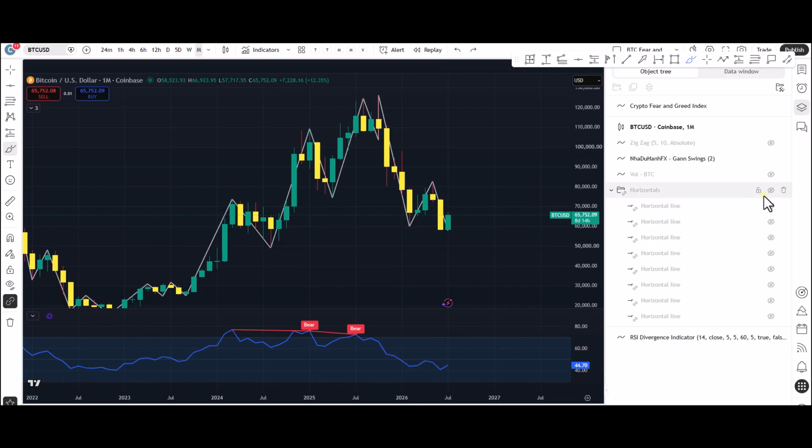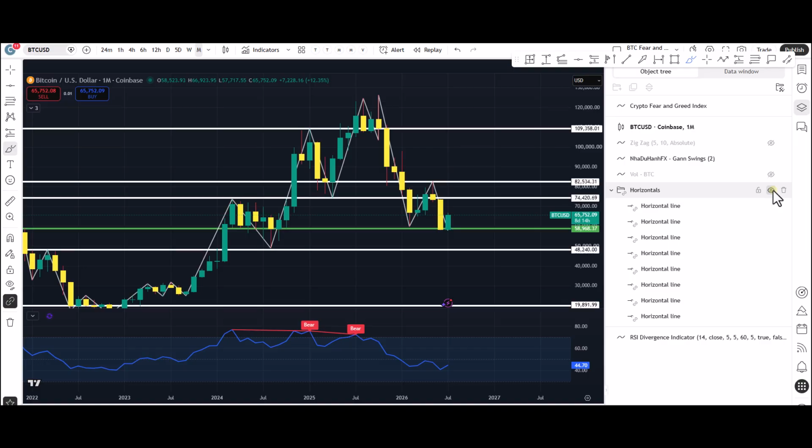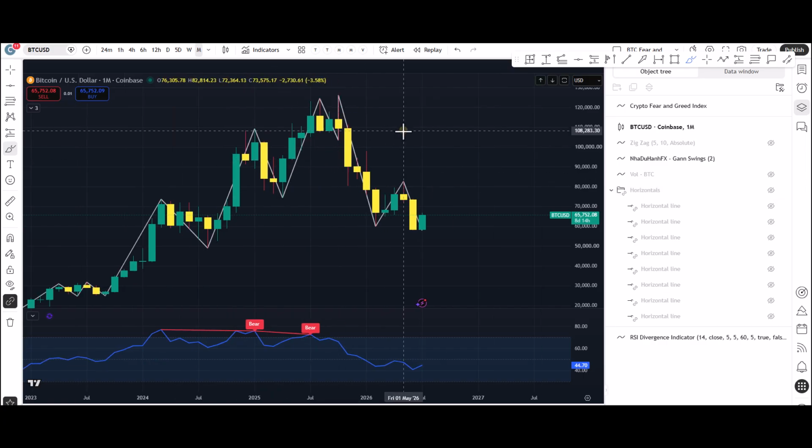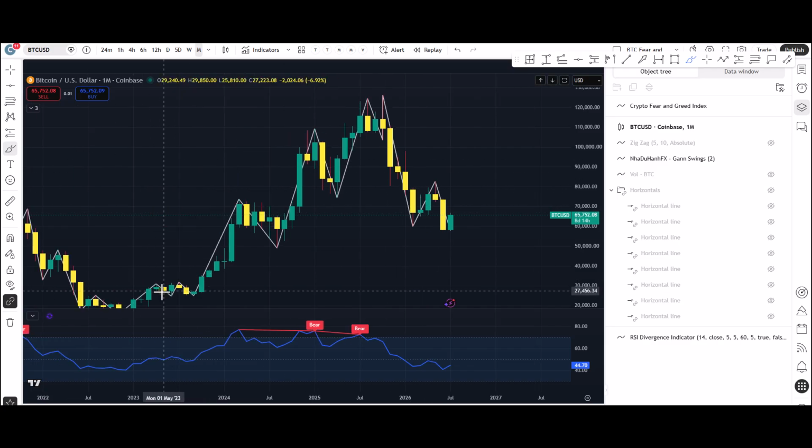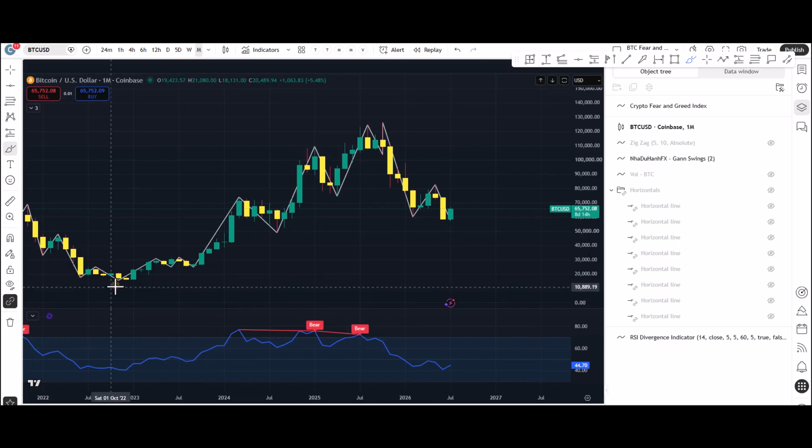Let's move on. So I plotted out all of those horizontal support and resistance levels here, and I've grouped them together, and it just makes it easier for me to show and hide them all, right? What we were doing is essentially establishing a structure. That's actually what we're doing. This is a structure, just the same way as if I was to do this here. Okay, I'm going to zoom out a little bit.